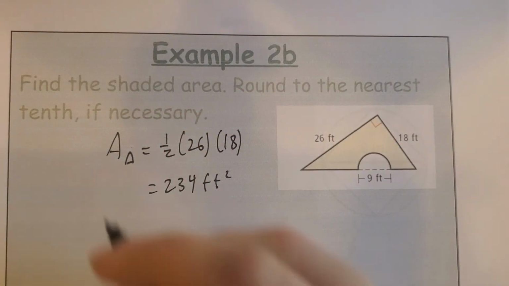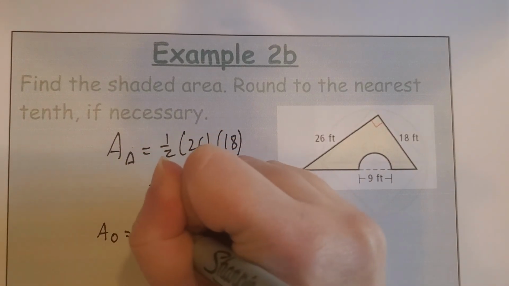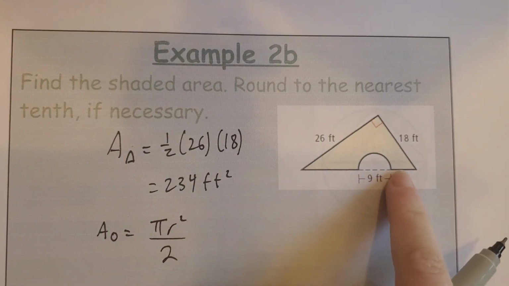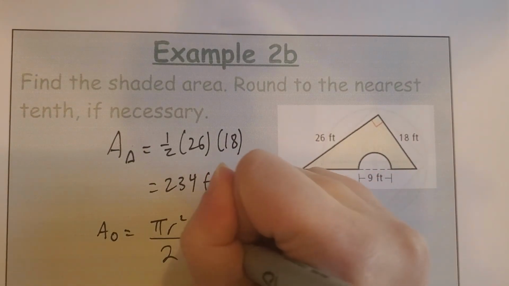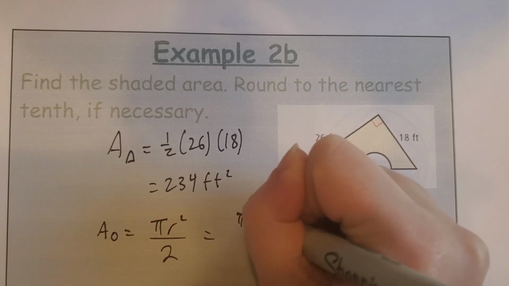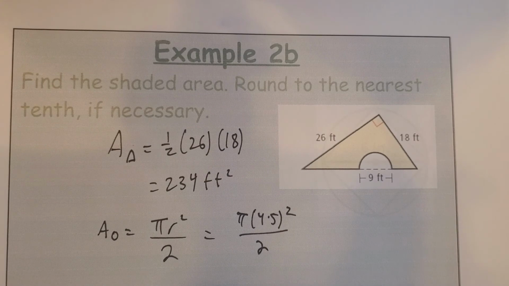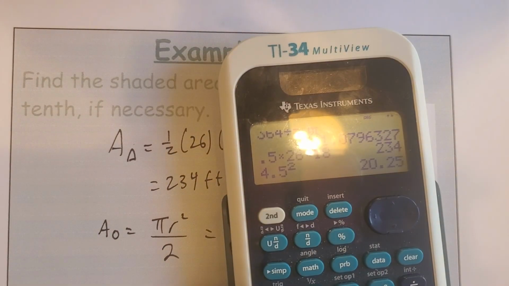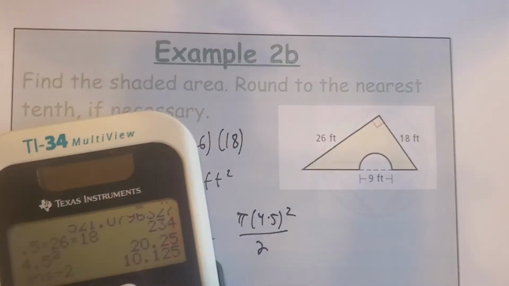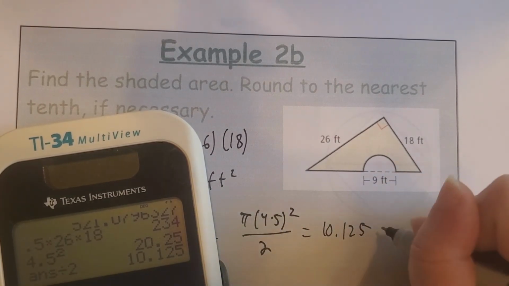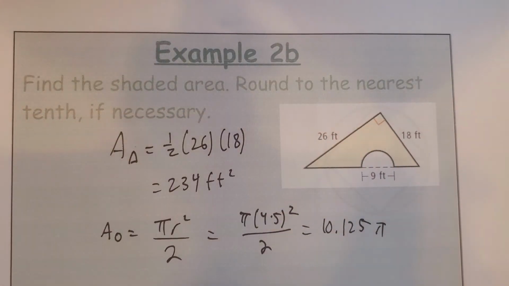And again, semicircle. So we're going to take pi r squared and we're going to cut it in half. 9 again is from end to end, so it's our diameter, which means our radius is 4.5. So if I leave it in terms of pi for now, 4.5 squared is 20.25, divided by 2 is 10.125. So the area exactly is 10.125 pi.